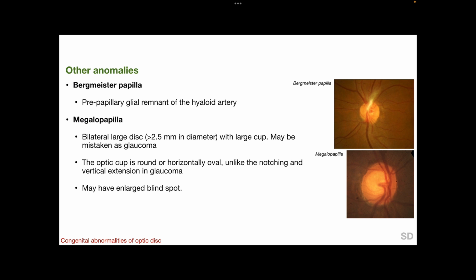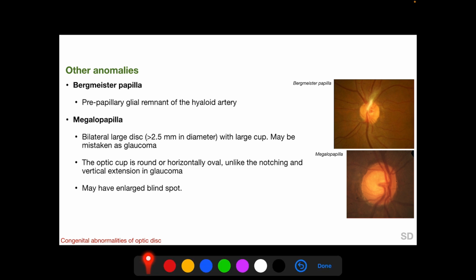Other anomalies of the optic nerve head include Bergmeister papilla, which is a prepapillary glial remnant of the developmental hyaloid artery, and megalopapilla, which are bilateral large discs with large cup and may be mistaken for glaucoma. However, in megalopapilla, the optic cup is round or horizontally oval, unlike in glaucoma where we find notching and vertical extension of the cup. Megalopapilla may also have an enlarged blind spot.